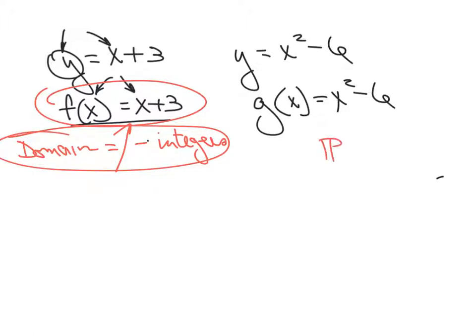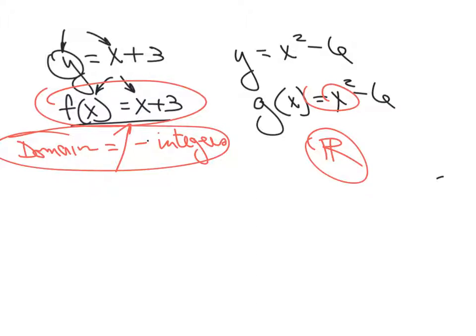Over here, if I said I can use all real numbers, that means my x can be absolutely anything in the whole wide world. Doesn't matter. Except it can't be imaginary numbers, because I said real numbers. Alright, so you have to be able to give me a domain.